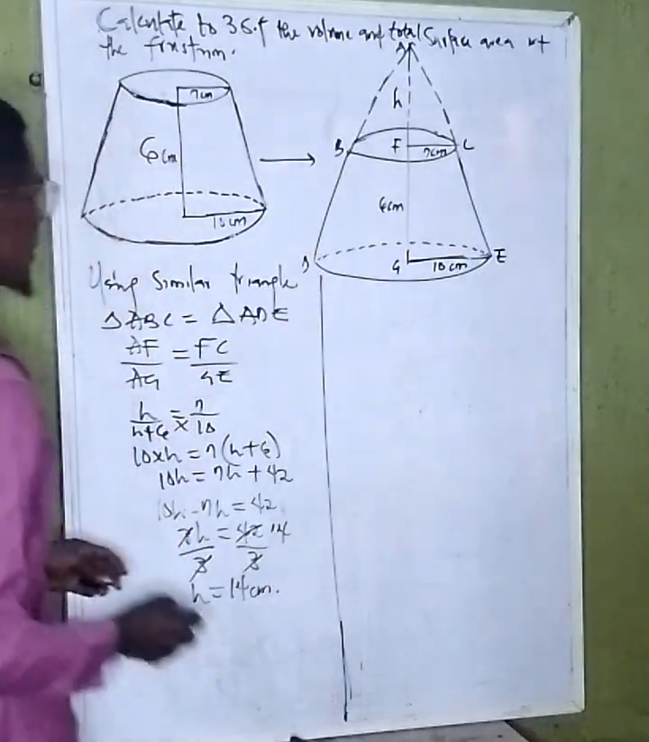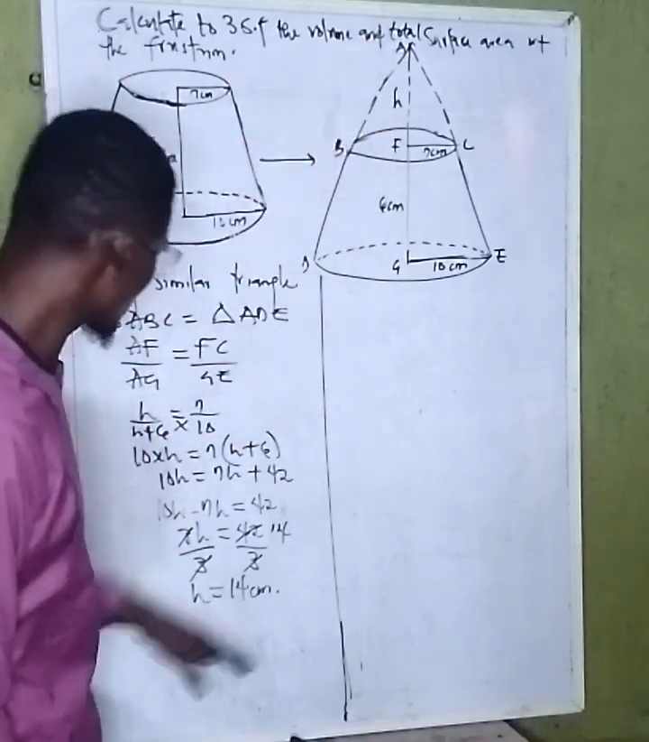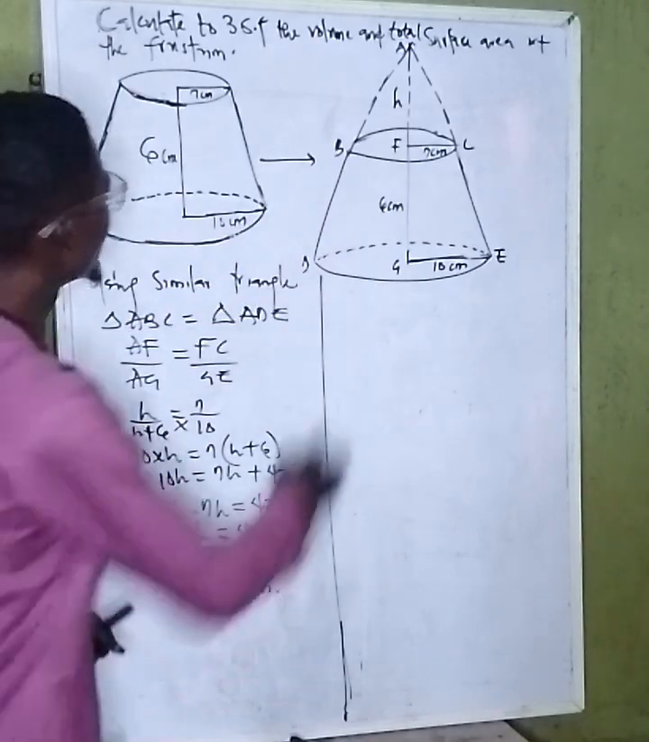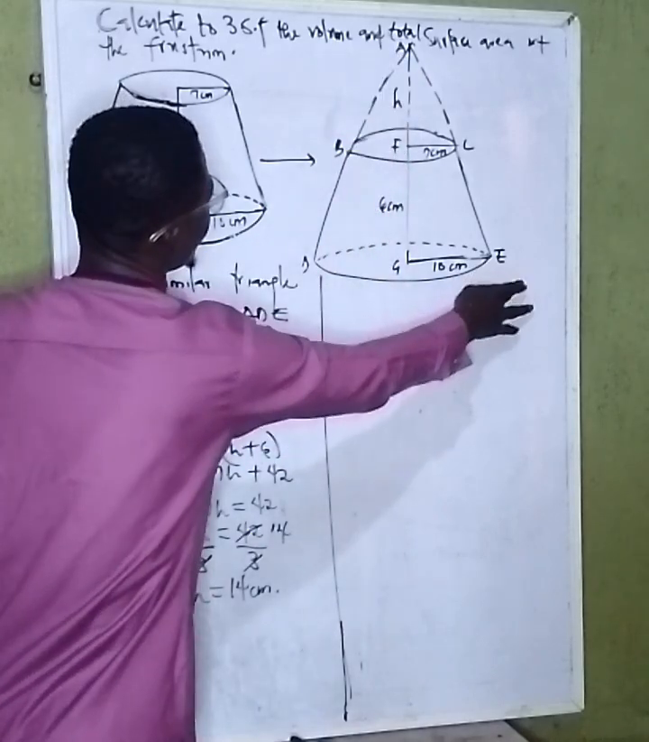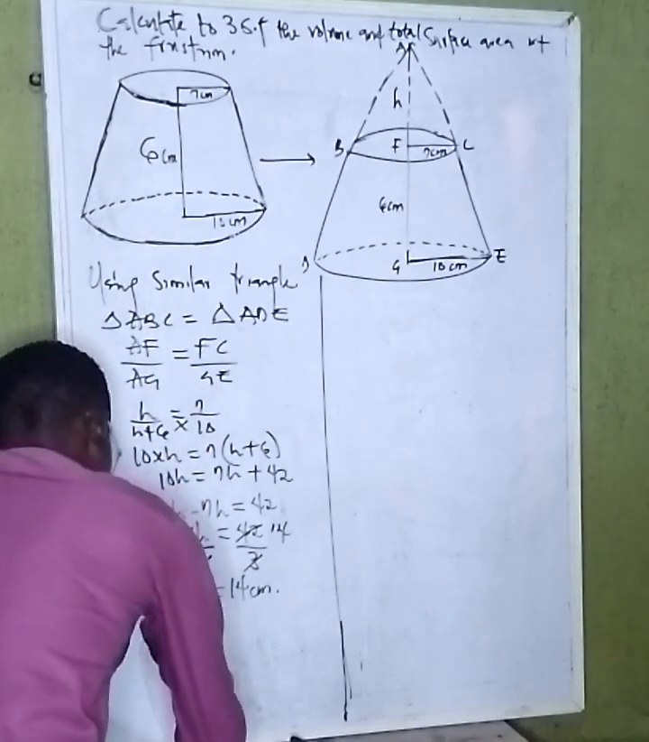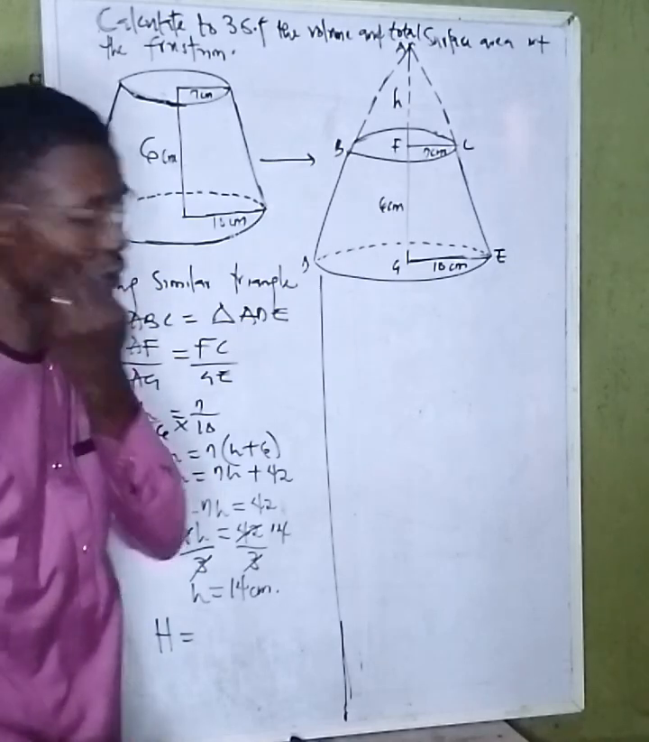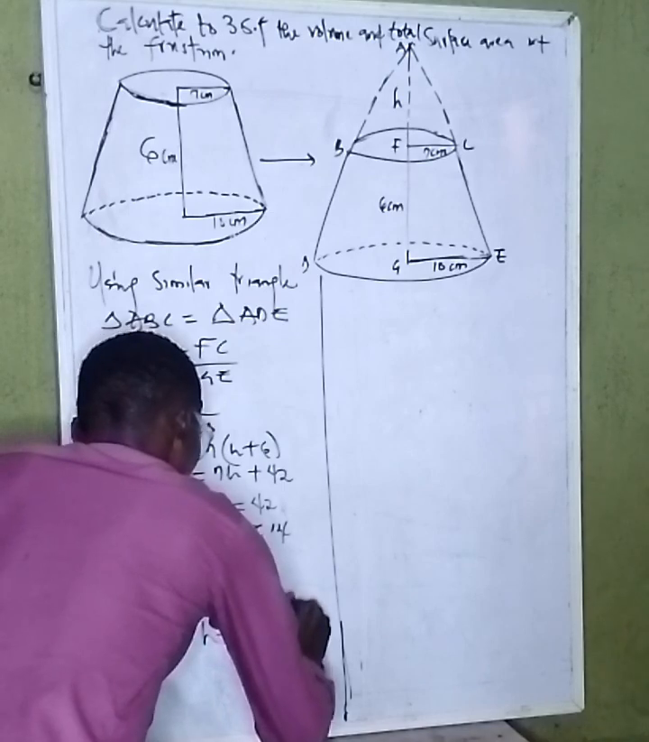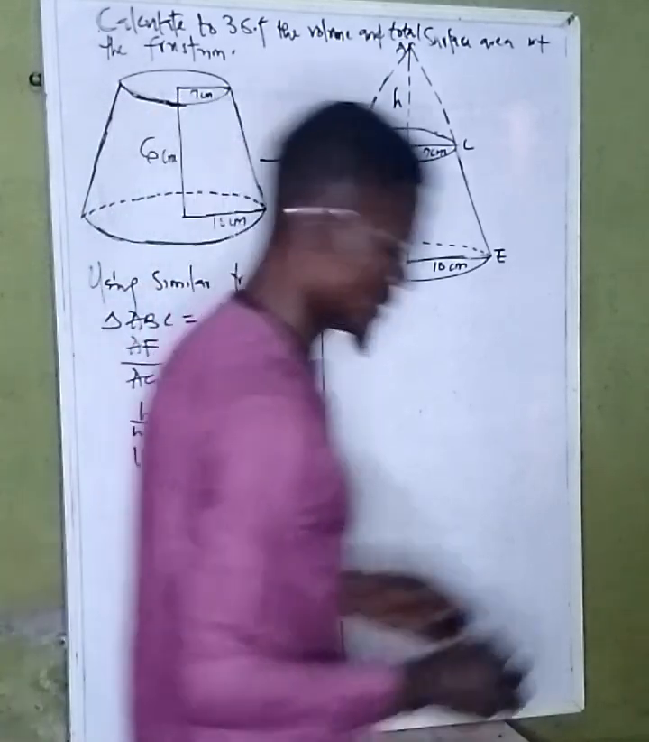That's very nice. Our H, meaning the height of the smaller cone, is 14 centimeter. If the height of our smaller cone is 14 centimeter, the bigger cone, are you getting me? The height of the bigger cone, which is ADE, will be this and this. So our capital letter H, like I said in the first place, representing the height of the bigger cone, will be H plus 6, which is equal to 14 plus 6. And that will give us 20 centimeter.